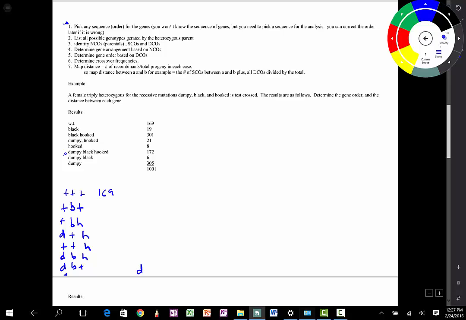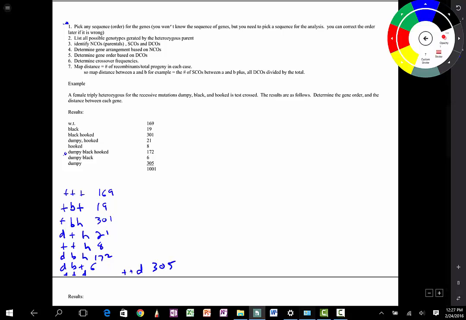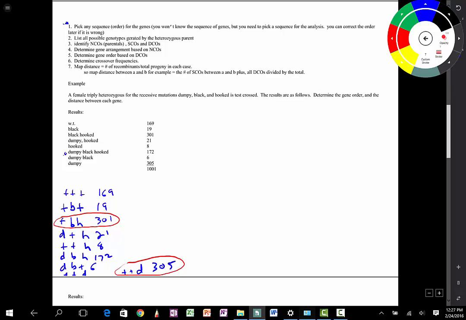And so it's going to be best if we can put this one in here. Plus plus D. So plus plus D. Then we'll put in our numbers, 19, 301, 21, 8, 172, 6, and just dumpy is 305. So which one are the most? 301 and 305 are the most. So those are our parentals.